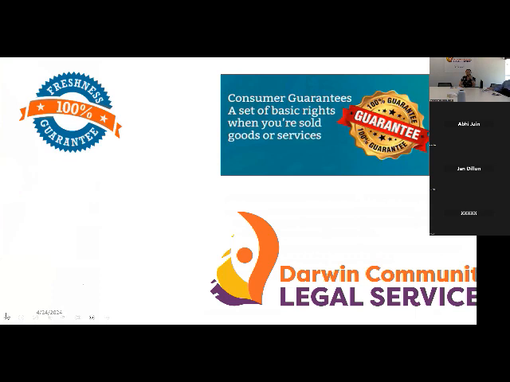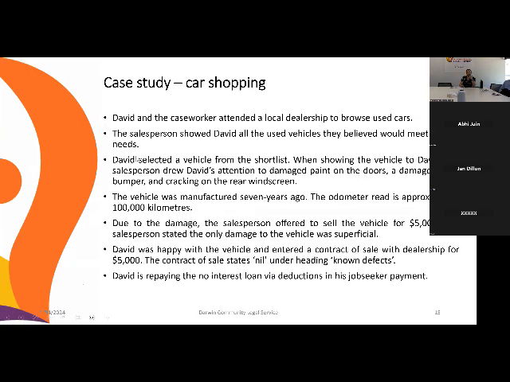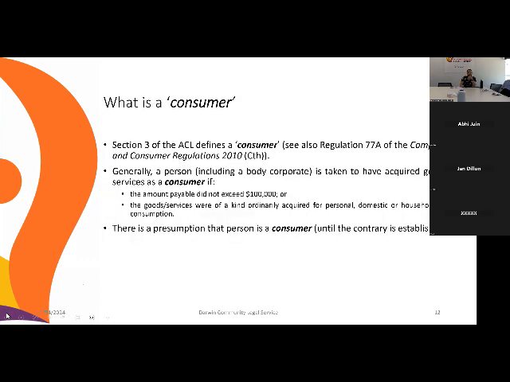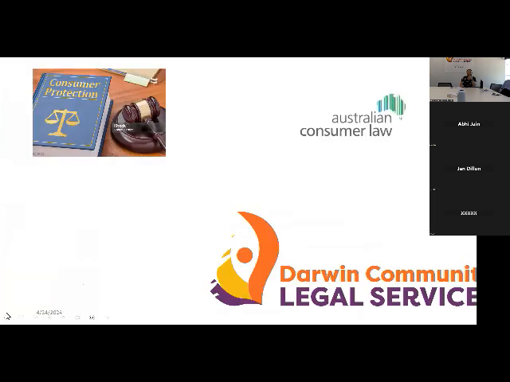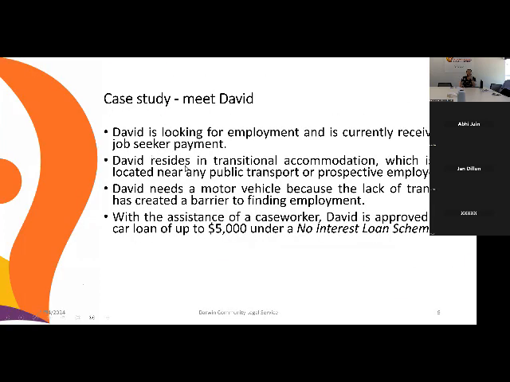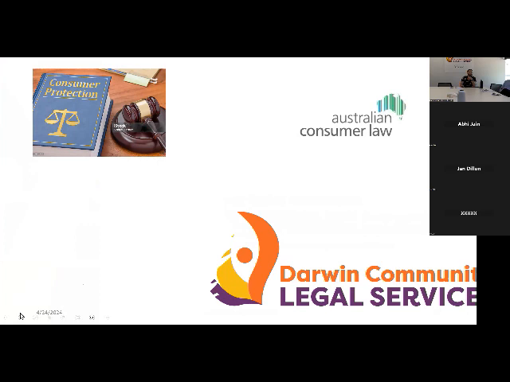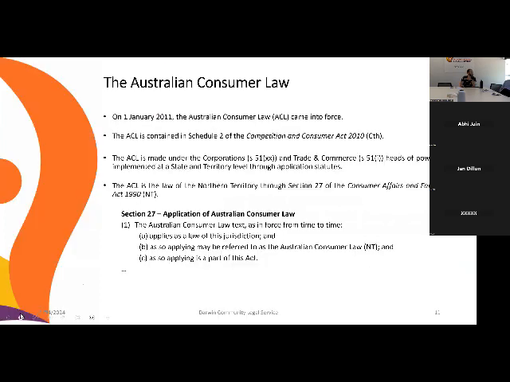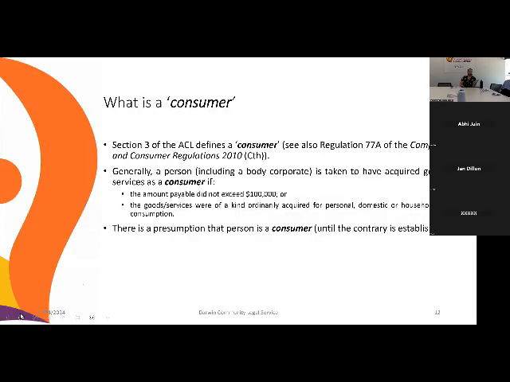Because if we look at the facts, go back to the case study, the salesperson showed David all the used vehicles they believe would meet David's needs. And then if we go back again to ascertain David's needs, David needs a motor vehicle because the lack of transport has created a barrier to finding employment. So he needs it to find work, and the vehicle needs to be able to drive.